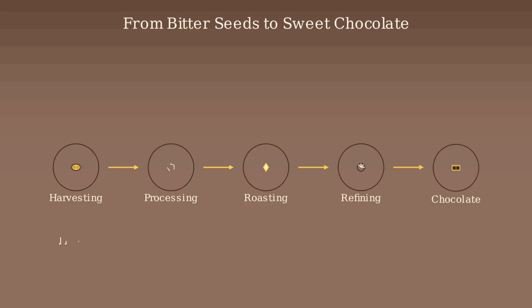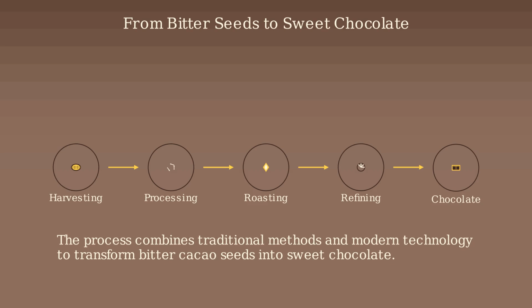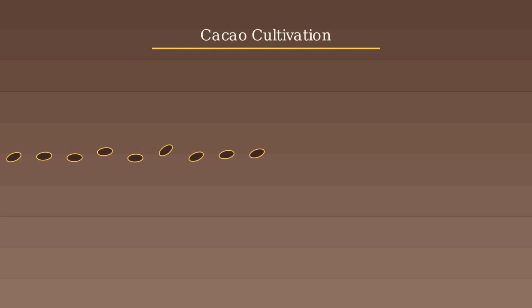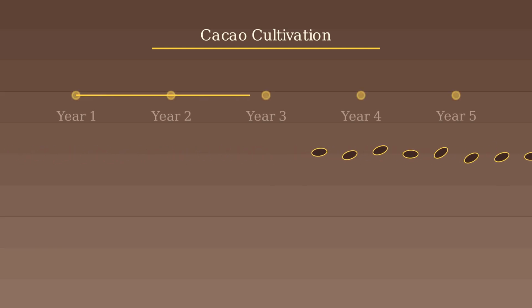The process of transforming these bitter seeds into the sweet chocolate we love involves multiple steps that combine both traditional methods and modern technology. Now, let's explore how cacao is cultivated around the world. Cacao cultivation begins with the careful tending of cacao trees. These trees take between 3 to 5 years before producing their first fruit, known as pods.